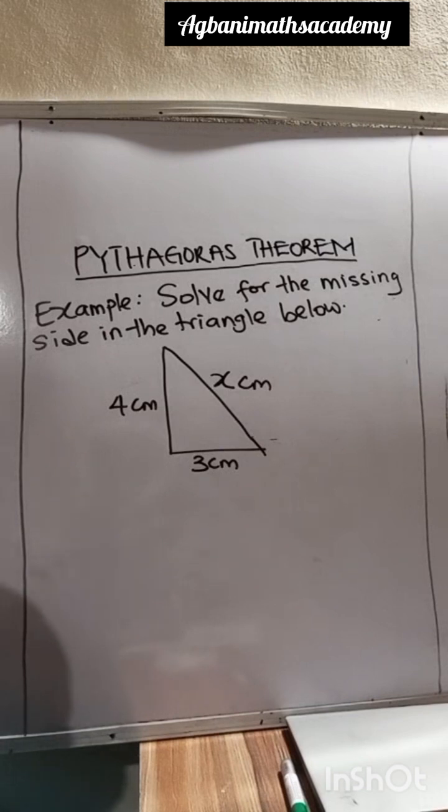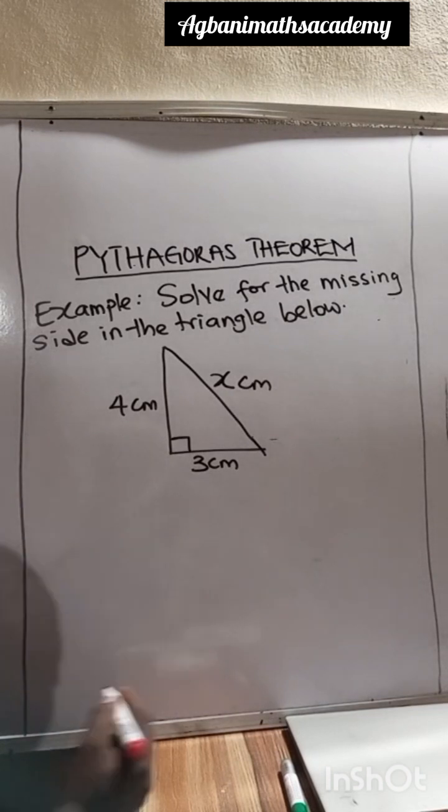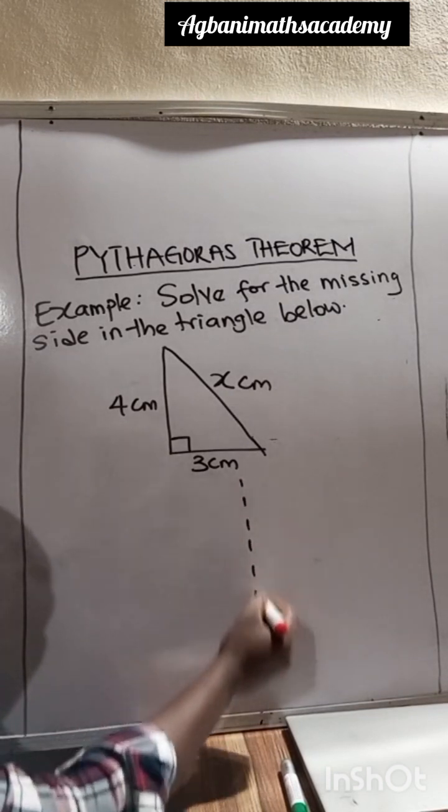Remember, every math question is a simple question if you know what to do. If you know the right formula to apply, every math question is a simple question. So when we want to solve using Pythagoras Theorem, the first thing we need to do is identify the 90 degree angle and identify the hypotenuse. So these are the two things we need to identify first before we continue. So let's do that together.